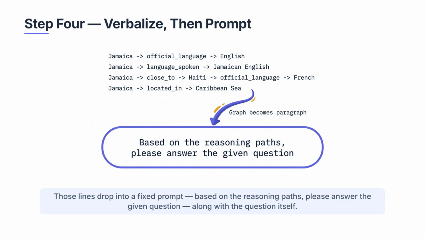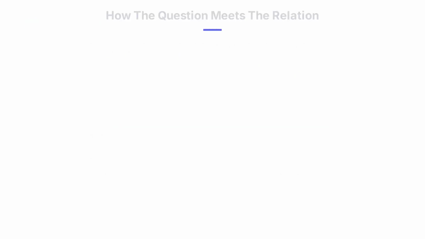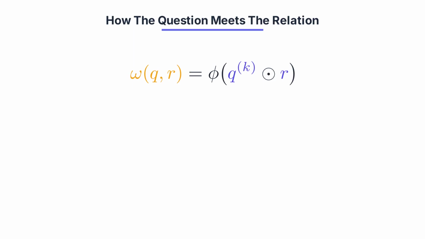Those lines drop into a fixed prompt. Based on the reasoning paths, please answer the given question, along with the question itself. The graph has become a paragraph, in the only format the reader speaks. Let us open up that omega weight properly.